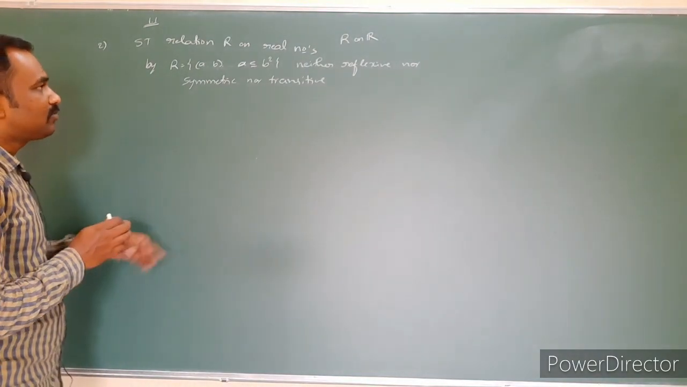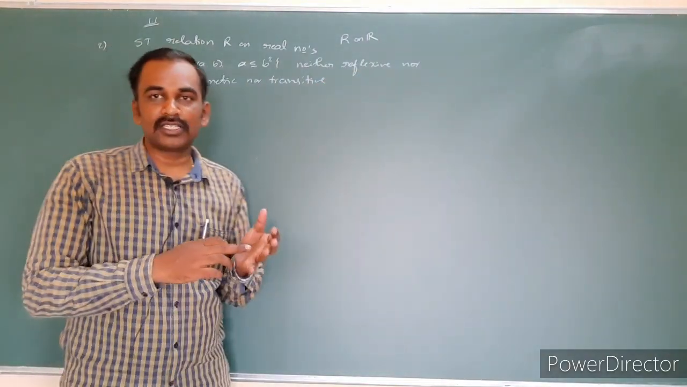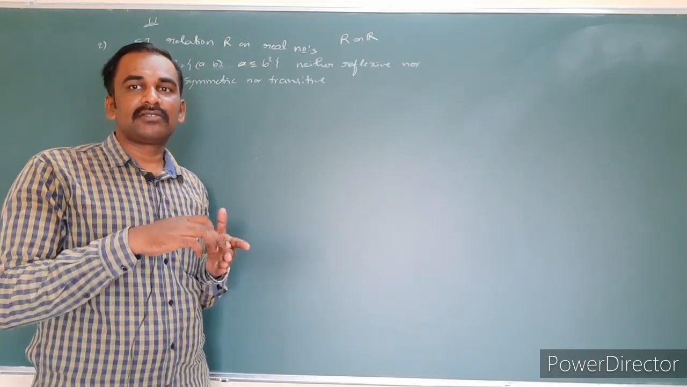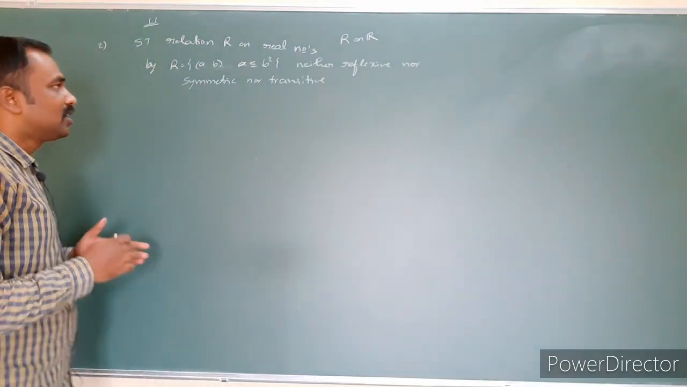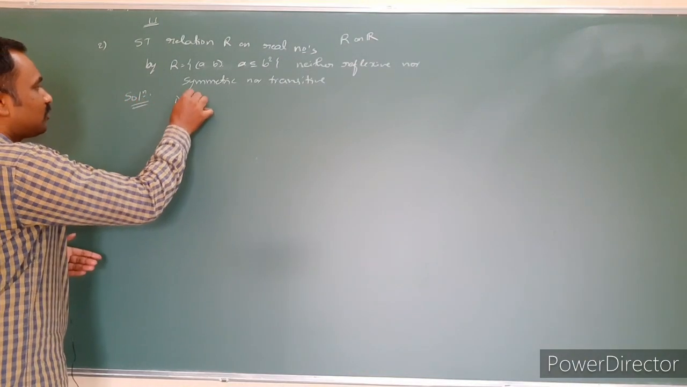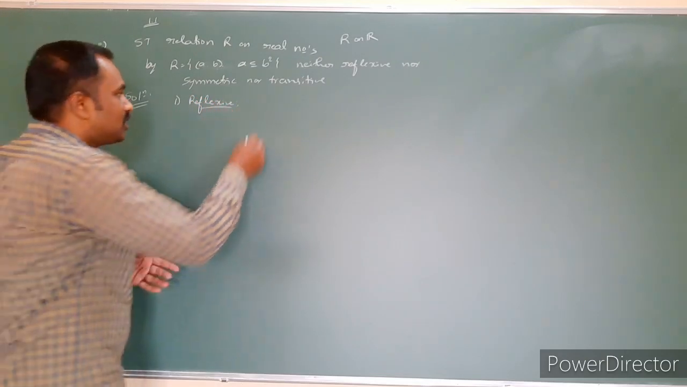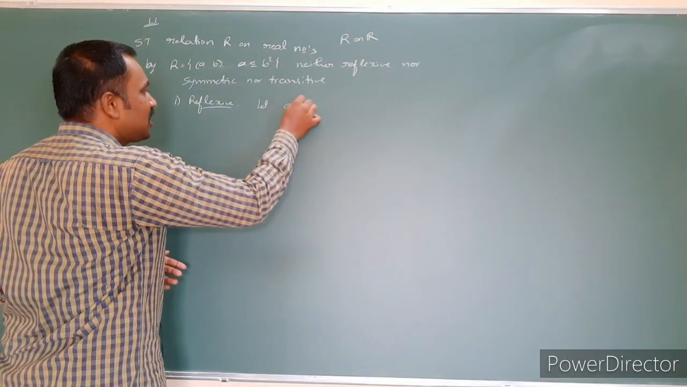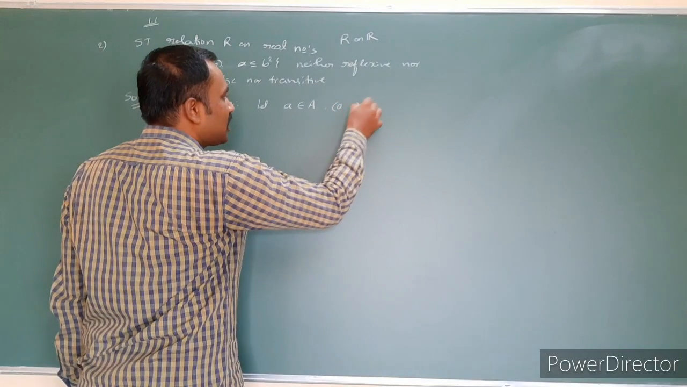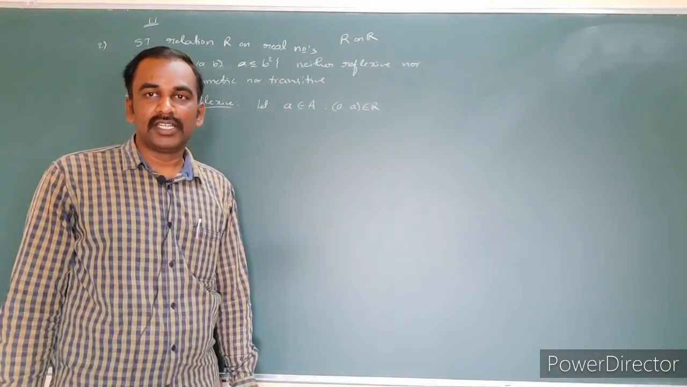So how to prove it? Here we are saying neither reflexive, nor symmetric, nor transitive, that is, it is not reflexive, not symmetric, and not transitive. To begin the solution, first reflexive is considered. What is the definition of reflexive? For any element a belonging to the set A, the ordered pair (a, a) must be present in the relation. This is the definition of reflexive.